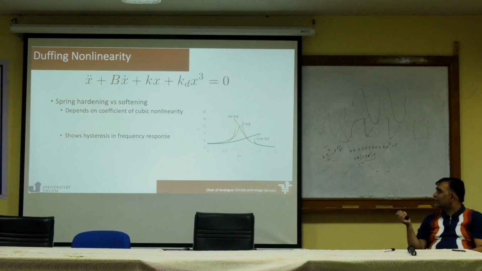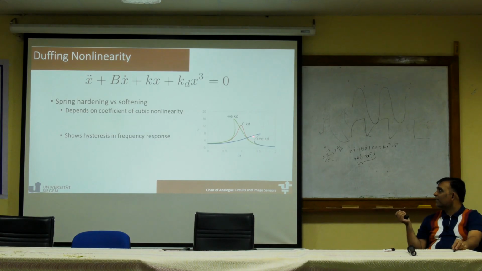And this shows something interesting. We have this hysteresis kind of response. So a simple resonator will behave classically in this form, wherein you have a symmetric response in the frequency domain.